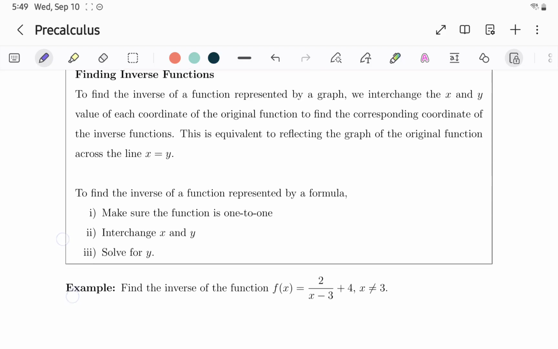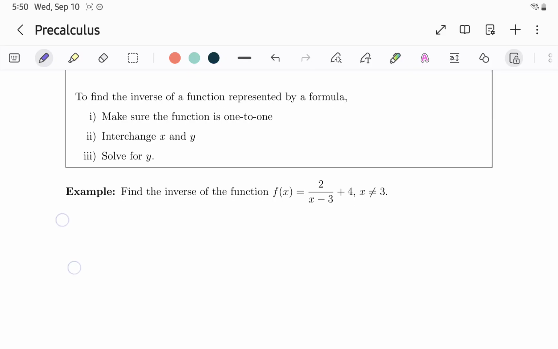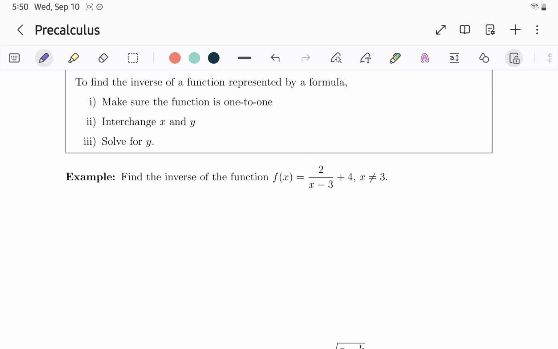Right? So we have two examples here. In this first example, we are asked to find the inverse of the function f of x equals 2 over x minus 3 plus 4, where x is different from 3. Again, this is just having to do with the domain of f here. We can't have division by 0, so 3 has to get excluded from the domain of f. So we aren't going to check if the function's one-to-one. I'm just going to say straight away that the function is going to be one-to-one. If you want, you can check the graph of f in a graphing utility, and you'll see that it will pass the horizontal line test.